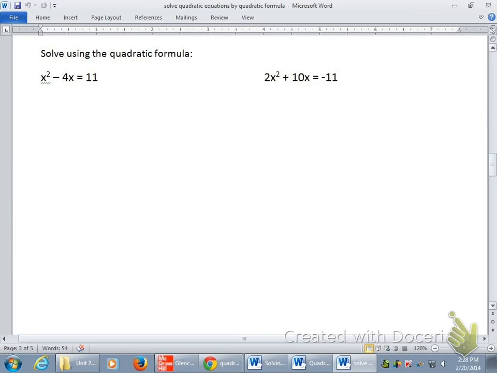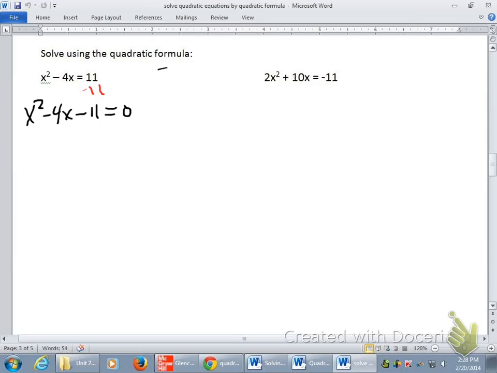Before I'm ready to use the quadratic formula, I have to be in standard form. So what has to happen to the 11? Subtract the 11 from both sides. So that's going to give me x squared minus 4x minus 11 equals 0. I'm in standard form. I'm ready to go.